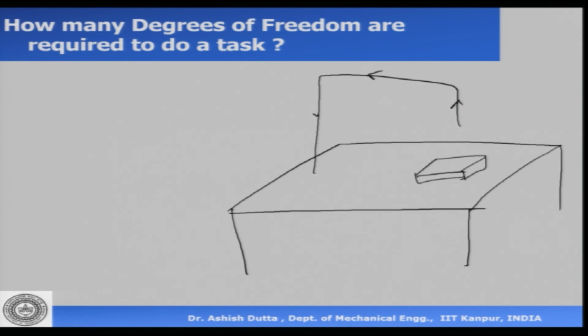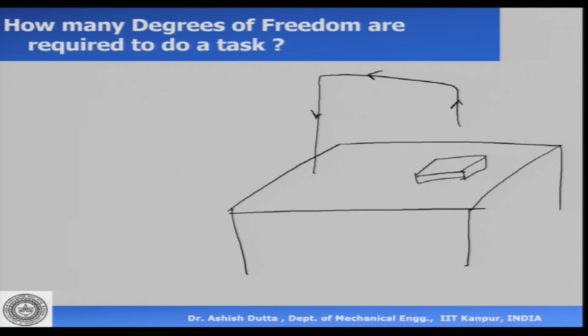Now, if you think a little bit, how do we answer this question? There is an object which is kept on a table, and we are required to catch it, pick it up, and put it here. How many degrees of freedom should the robot have? So, essentially, how do we decide, or how do we solve this problem?